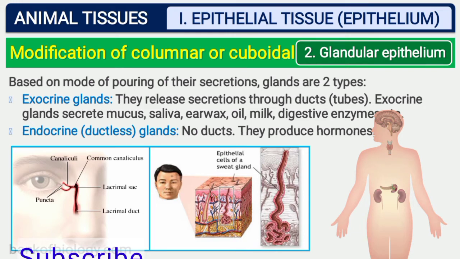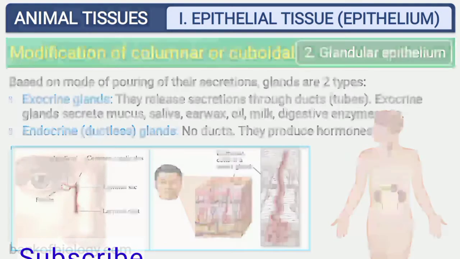Exocrine glands secrete mucus, saliva, earwax, oil, milk, and digestive enzymes. They all are exocrine glands. Their secretions go away from the producing glands, whereas endocrine glands, or ductless glands, do not have any ducts. They produce hormones, and these hormones remain inside the cell or may travel from one cell to another cell, as you can see in the diagrams.